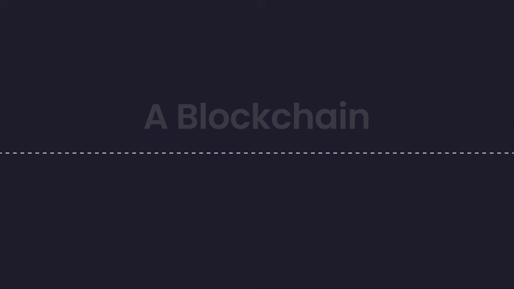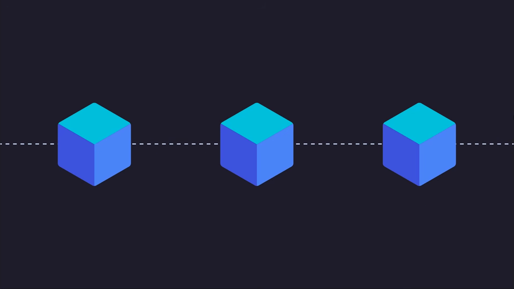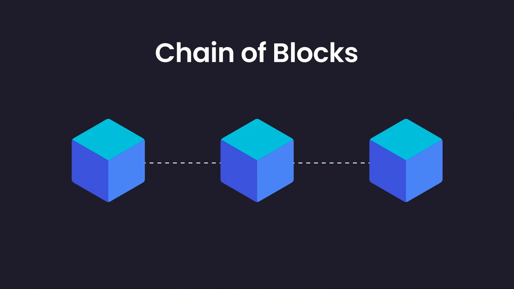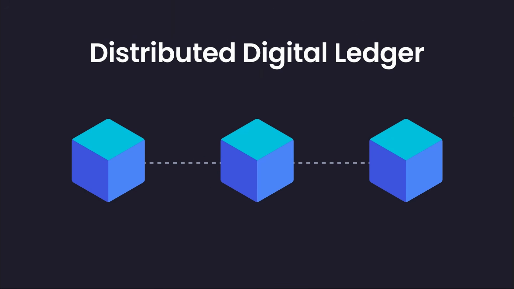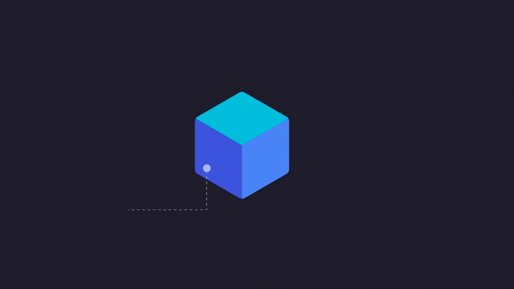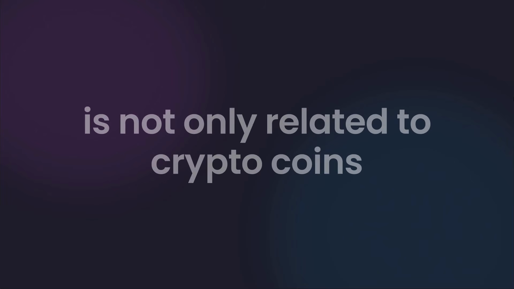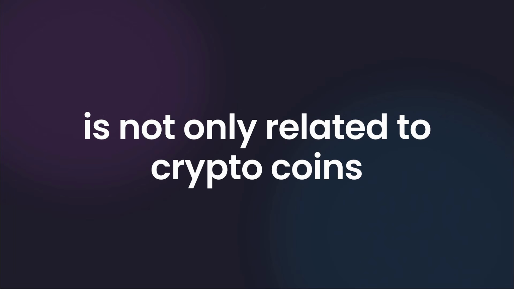Blockchain is a chain of blocks. These blocks are linked together using cryptography. The chain of blocks can be considered a distributed digital ledger. Each block contains a cryptographic hash of the previous block, a timestamp, and transaction data. Blockchain technology is not only related to crypto coins.